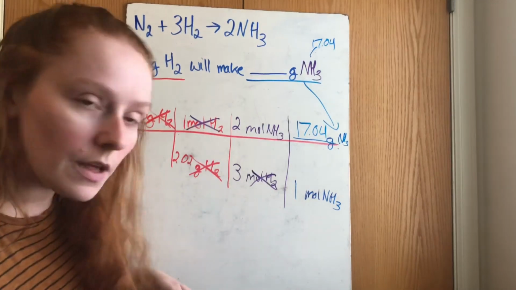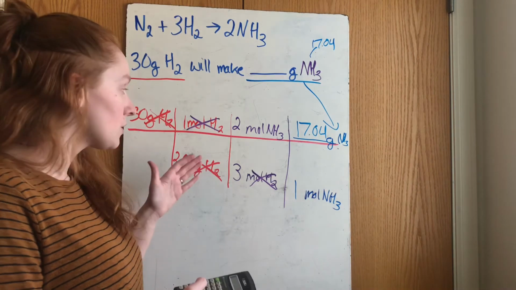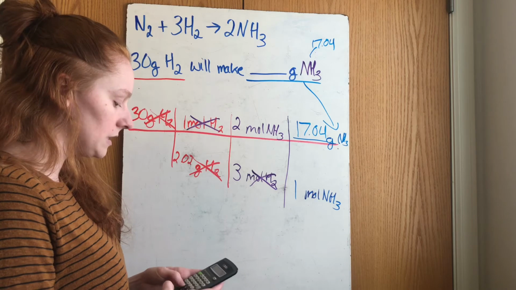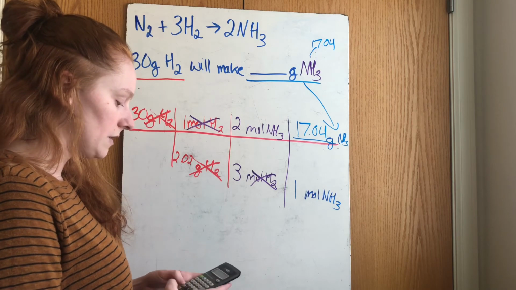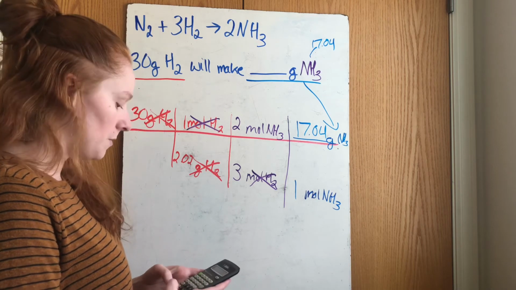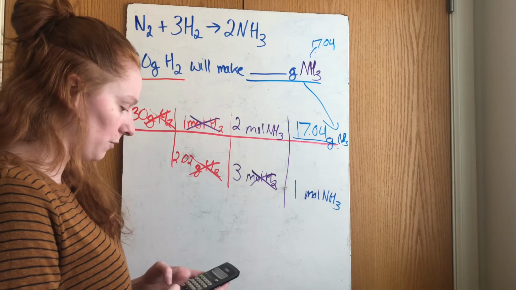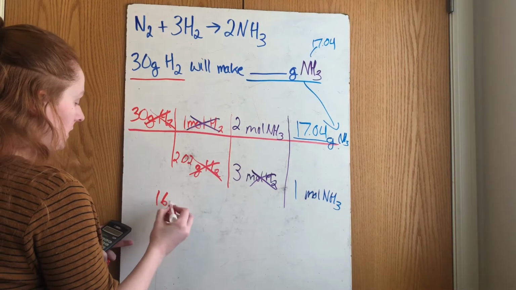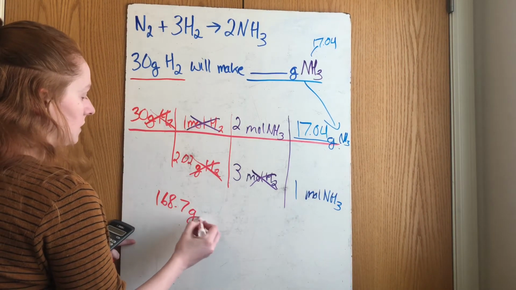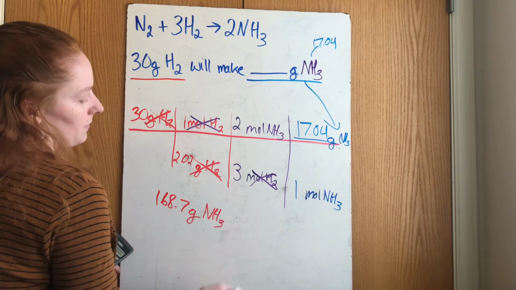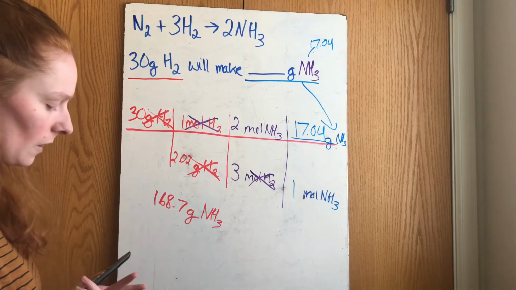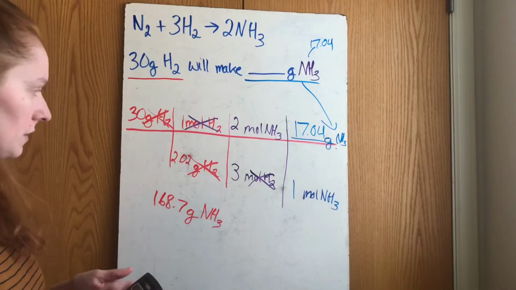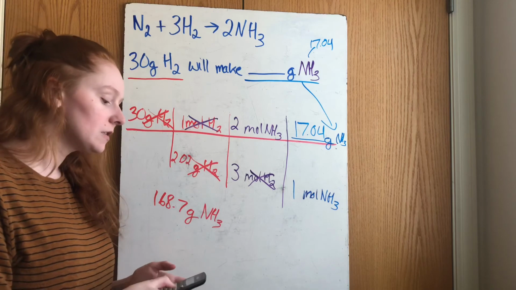Okay, so I'm going to go ahead and do that, and do it along with me. Make sure that you're punching it into your calculator right. This is 30 times 1 times 2 times 17.04 divided by 2.02 divided by 3 divided by 1. In this case, I got 168.7 grams of NH3. That's my answer right there. I hope that that's all in frame. I'm going to double check that math and make sure before I do this. Yep, that's the answer. Okay, so that's how you do stoichiometry.